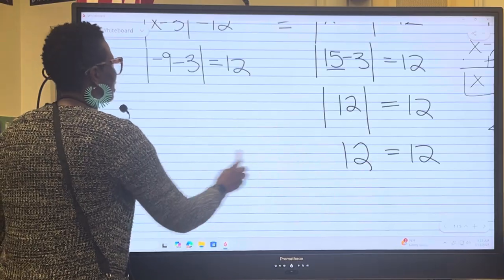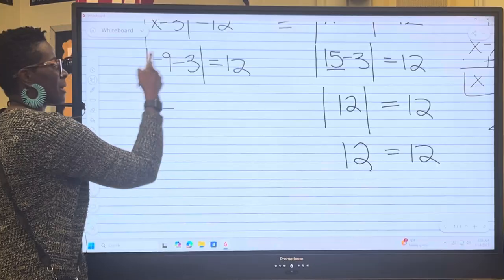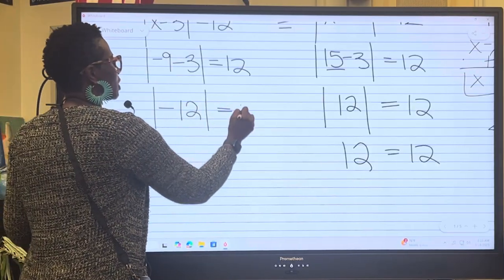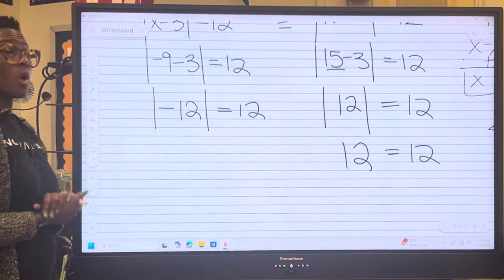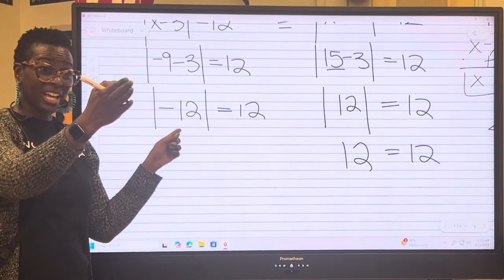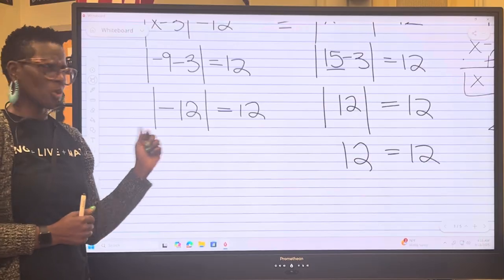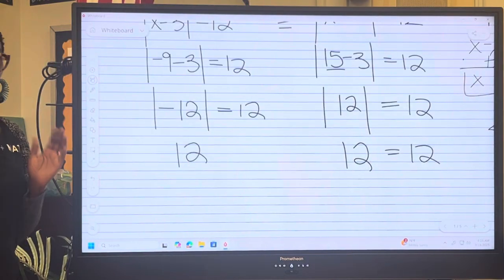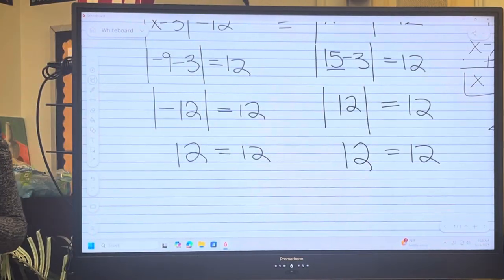So now let's go back. What did we get when we did negative 9 minus 3? So the absolute value, don't forget those absolute value bars because you haven't taken the absolute value yet, of negative 12 is equal to 12. Now, what is the question that I am asking? How far is negative 12 from 0 on a number line? Well, how far is it? 12 spaces. So this becomes what? The whole number 12. Are you with me? Without the absolute value bars, equal what? 12.